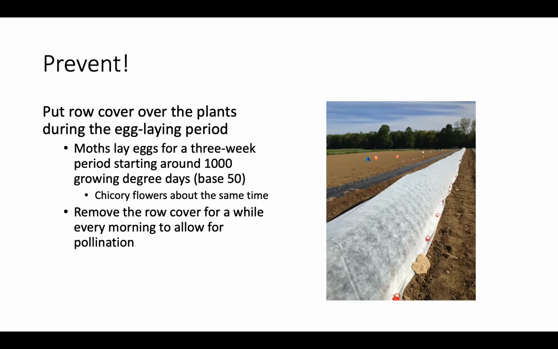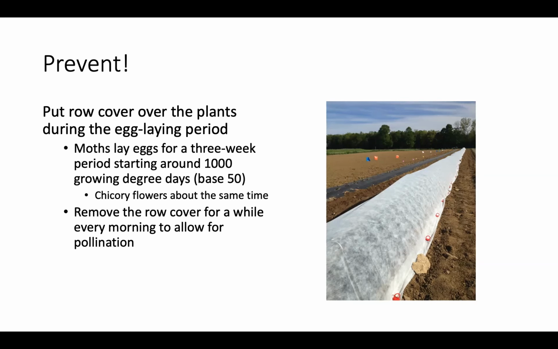You can use growing degree days to forecast when the moths will be laying eggs, and you want to use a base 50 growing degree day. There are various places where you can get growing degree days. Some county extension offices will provide that on their website. But you can also use chicory flowers, which I'll show you in a minute. Chicory, a very common roadside weed, flowers at about the same time we accumulate 1,000 base 50 degree days.